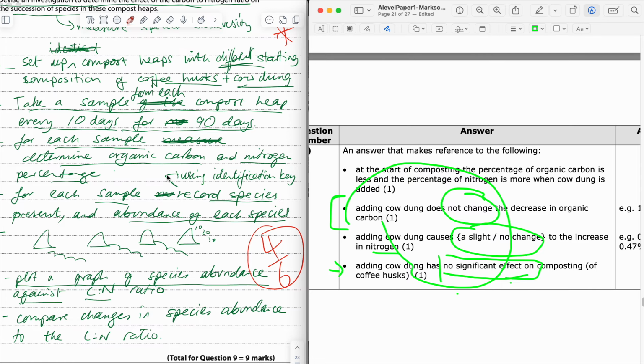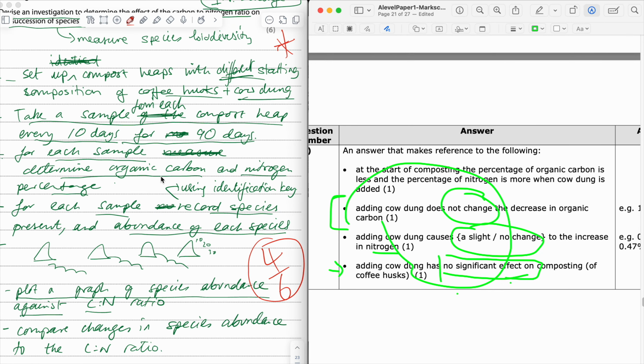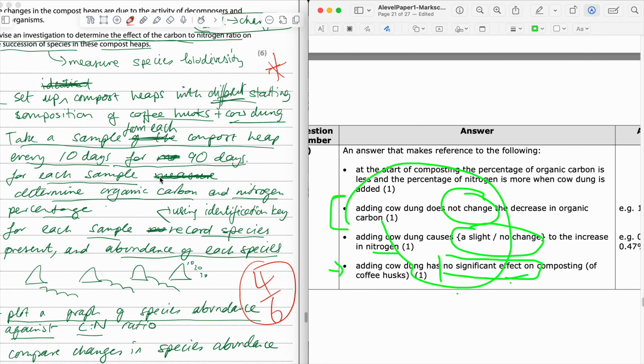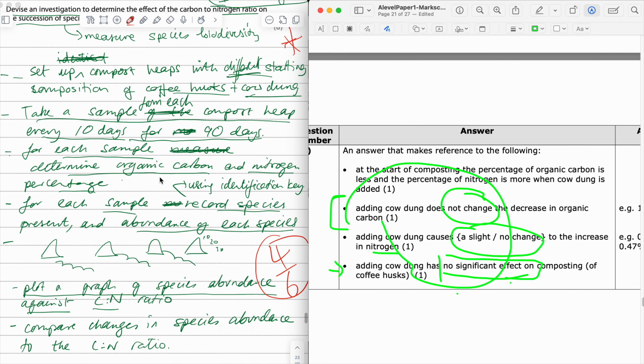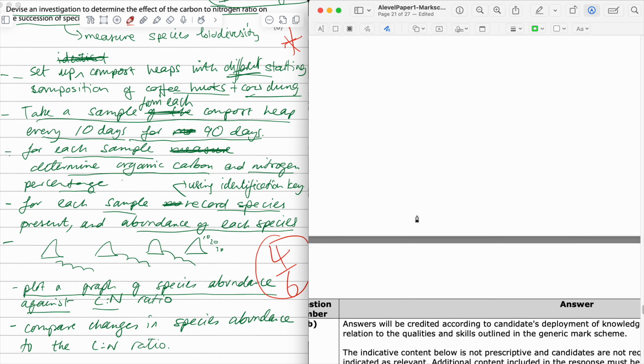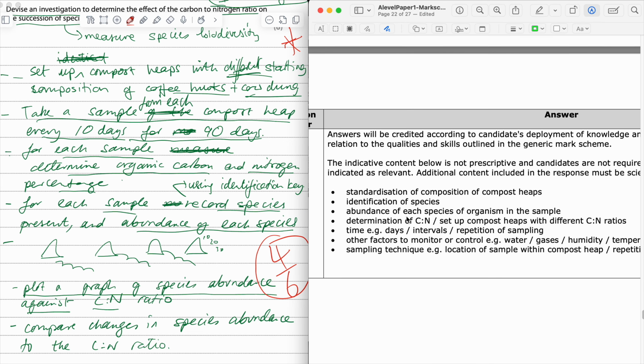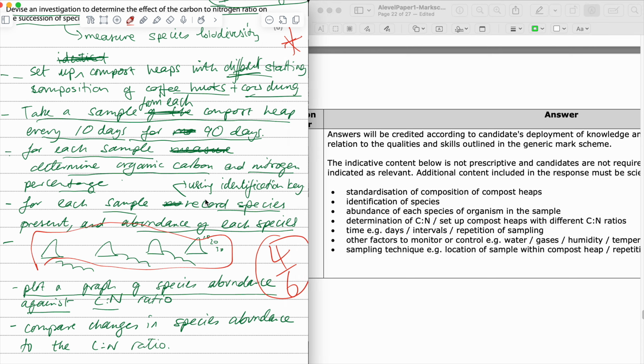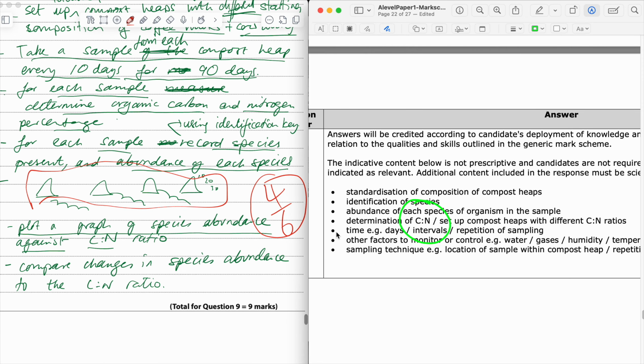Generally speaking, I think with a question like this, it is very much outside of the box. So there's not really a practical where you can memorize your way out of this one. You're just going to have to think of something that makes sense. And so the mark scheme was accordingly quite general. As long as you referred to how you're going to set up your different piles of compost, you're going to take samples at regular intervals, you're going to set up different carbon nitrogen ratios or measure them. But I've given myself 4 out of 6.